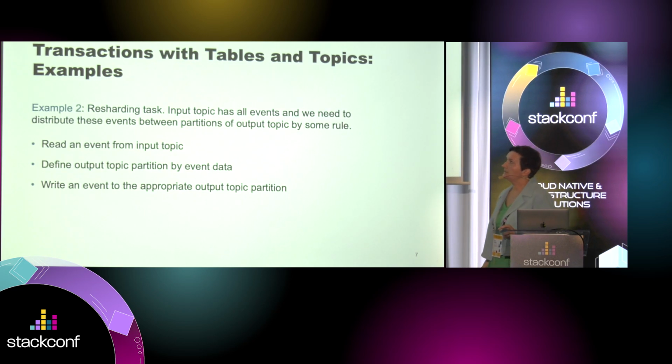Another example, more technical: a resharding task. Let's say the input topic has all events, and we want to distribute these events between partitions of the output topic by some rule. So we read an event from the input topic, define the output topic partition by event data, and write the event to the appropriate output topic partition. And again, we need to do all 3 actions as one action to fulfill ACID criteria of transactions.